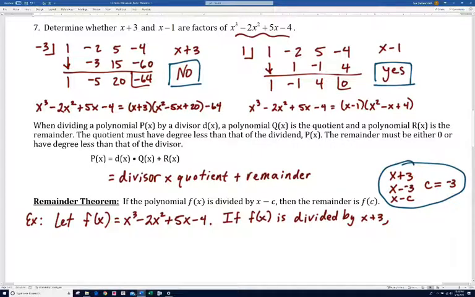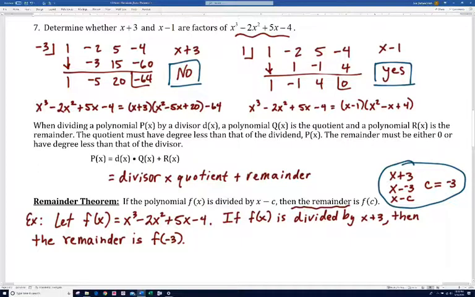So what the final part here says is that our remainder is f of c. So then the remainder is f of negative 3, since our c here is negative 3. So that's what the remainder theorem is saying. If I divide by x plus 3 here, the remainder is going to equal f of negative 3. Well, let's see why that's true.